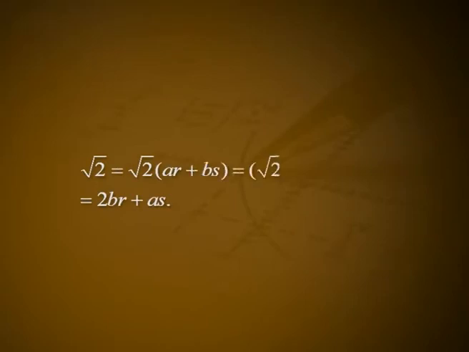As a result, root 2 is equal to root 2 into ar plus bs, which is equal to root 2a into r plus root 2b into s, which is equal to 2br plus as. This representation of root 2 leads us to conclude that root 2 is an integer, which is a contradiction. Hence, root 2 is irrational.